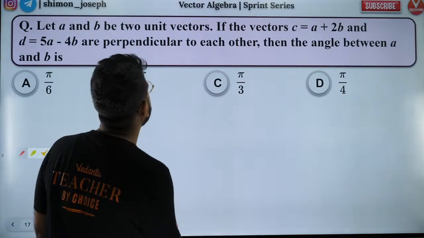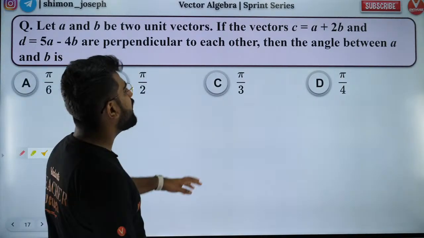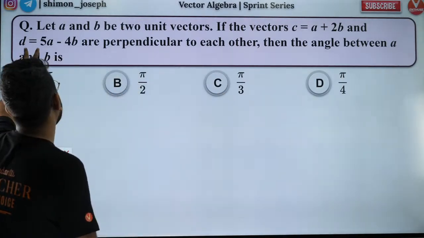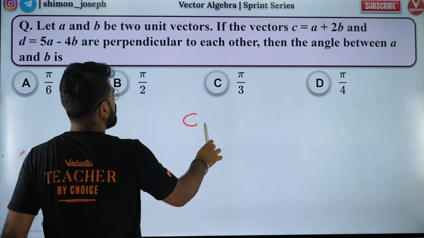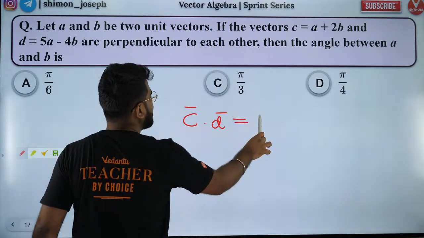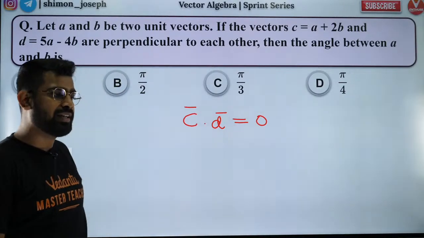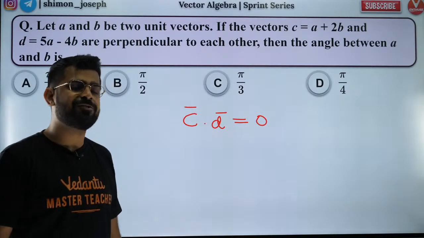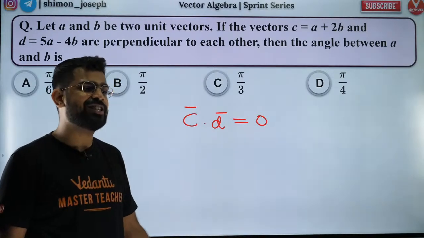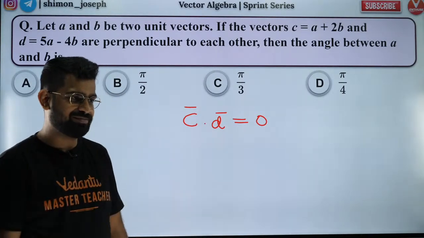So guys, what do we have here? Vectors C equal to A plus 2B and D equal to 5A minus 4B are perpendicular to each other. That means your C dot D is equal to 0. Is that right, people? Did you all understand that? Everybody cool with it?